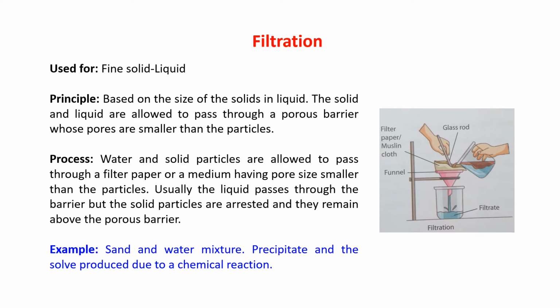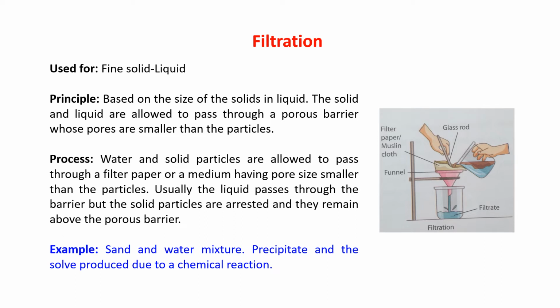Now the process of filtration. The process of filtration is used to separate fine solid from liquid mixture. It is based on the size of the solids in the liquid. The solid and liquid are allowed to pass through a porous barrier whose pores are smaller than the solid particles. For this, what are we actually doing? We are filtering the mixture through filter paper. In the laboratory, we are using filter paper.